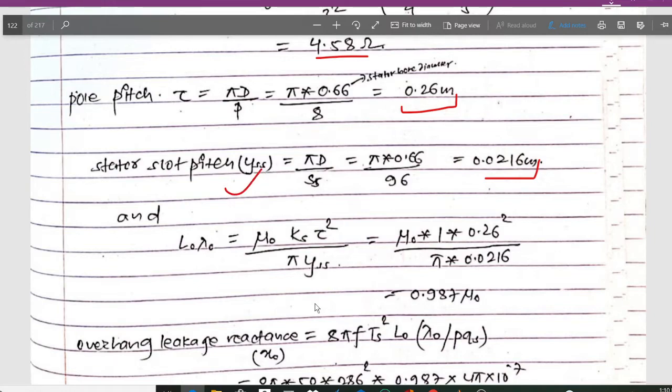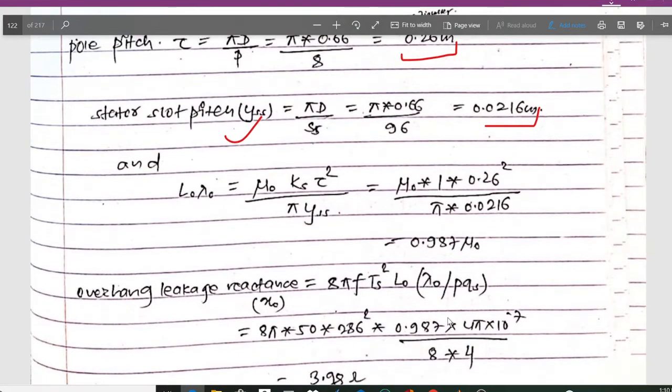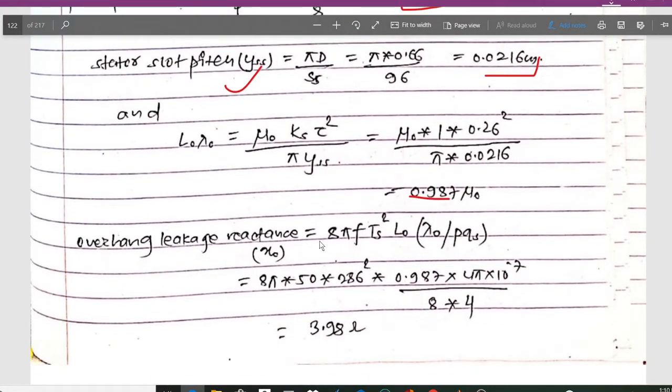So L naught lambda naught is going to give 0.987 mu naught. Here, the overhang (end) leakage reactance is given as 8 pi f Ts square L naught lambda naught upon PQS. In place of L naught and lambda naught we will use this value, which we have obtained: 0.987 mu naught.